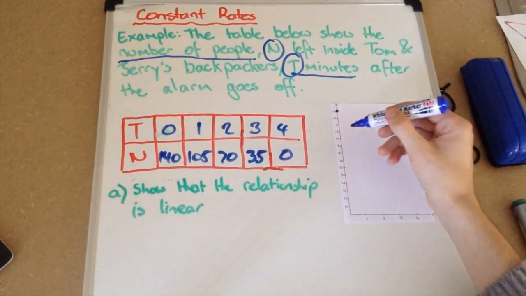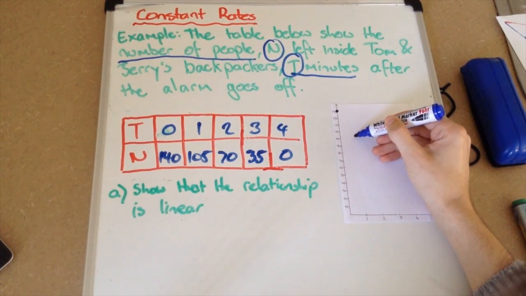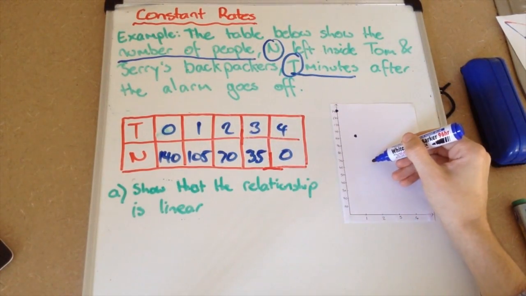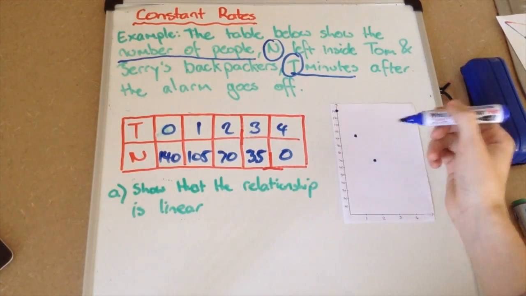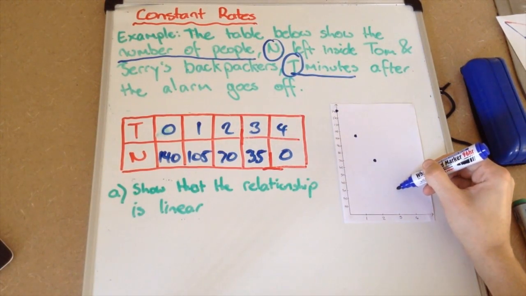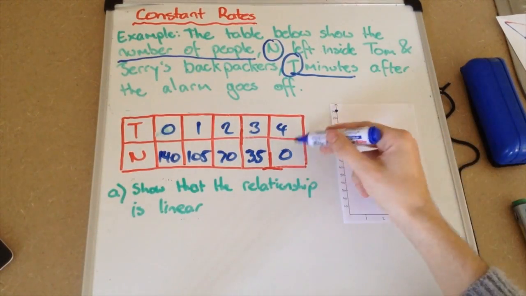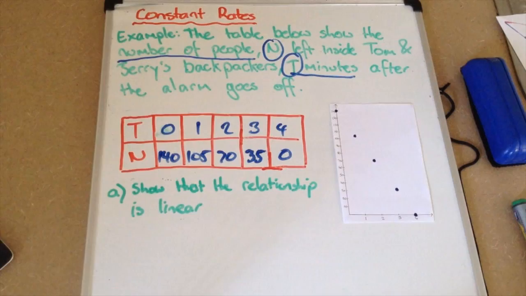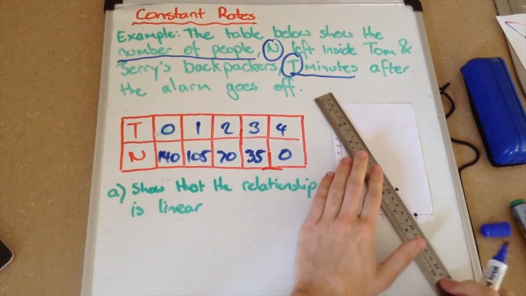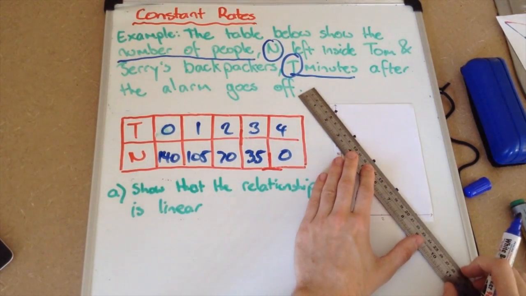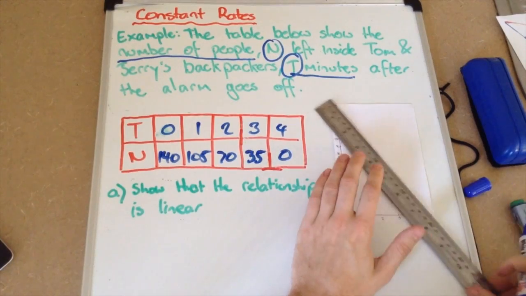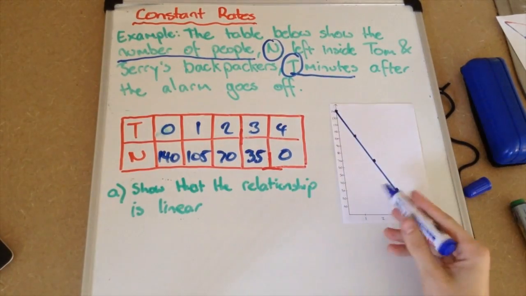Then after 1 minute, 105 people. Then after 2 minutes, 70 people. Then after 3 minutes, 35 people. And then after 4 minutes, 0 people. To show that it's linear, all we now need to do is draw a line going over all these points. And because it's a straight line, of course it is linear.